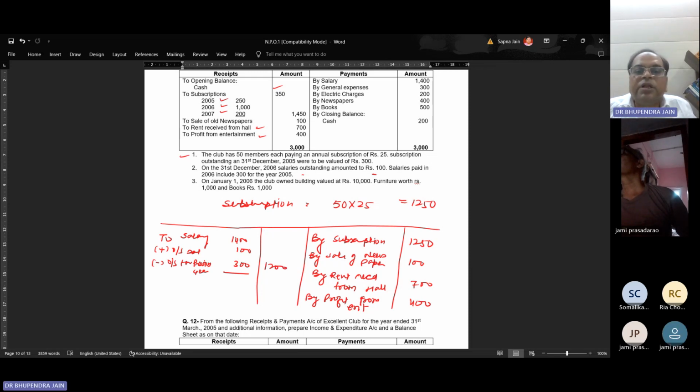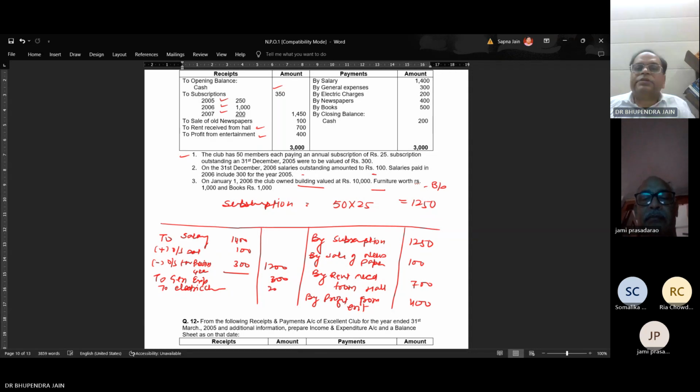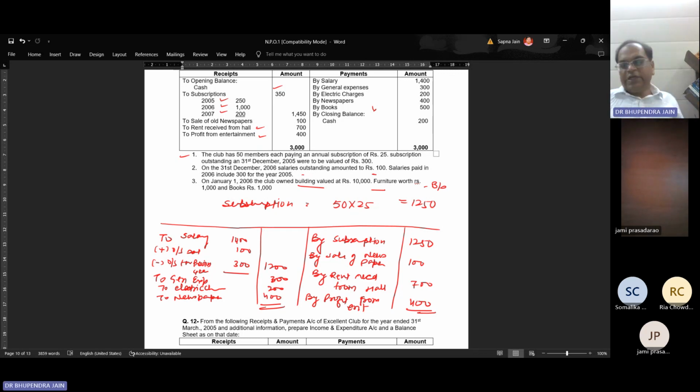उसके बाद क्या भी, क्लब ओन्ड, ये तो बिल्डिंग है, फर्नीचर है, ये बैलेंस शीट में आता है. बस अब तो डायरेक्ट लिखना है. To general expenses 300, electric charges 200, to newspaper 400. बुक्स बेटा आएगा नहीं, just make the total and we can find out the surplus. ठीक है, this is बेटा income and expenditure account.